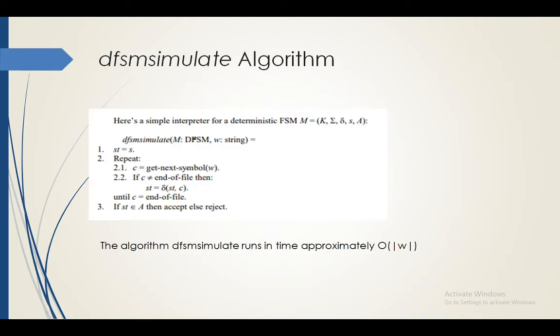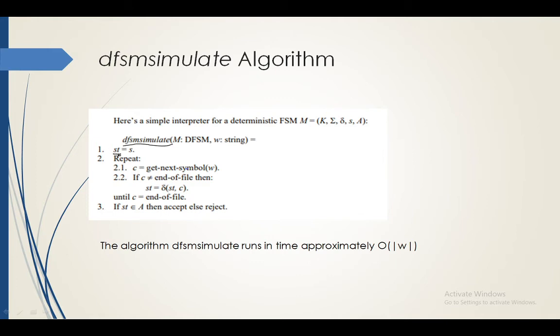Next, we'll see the algorithm for the same. You can write a separate compiler to perform this machine operation, or you can write a simple interpreter for a deterministic finite state machine. So this is the simple interpreter, or you can say the algorithm for DFSM simulator. The name of the algorithm is DFSM simulator, and what are the inputs for this? The DFSM itself and the string W.